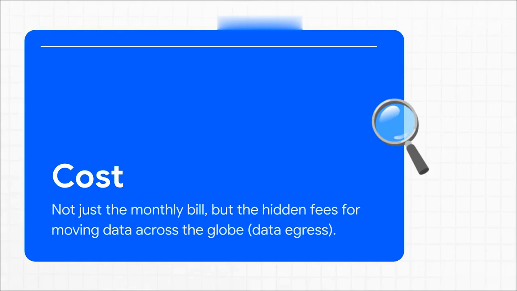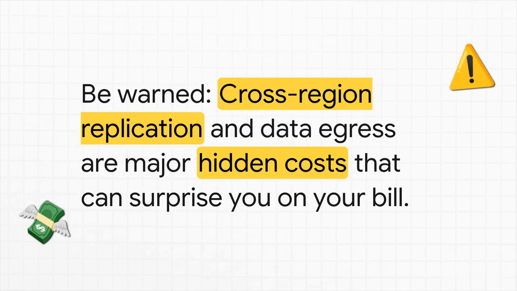Okay, third point, cost. And I'm not just talking about the monthly price on the website. No. In a global system, the real costs are often the hidden ones, the ones that sneak up on you, especially when you start moving data around the world. And here it is, the big warning. Every single time your database in Europe talks to your database in Asia, cha-ching, that's called data egress, and cloud providers charge for every byte.